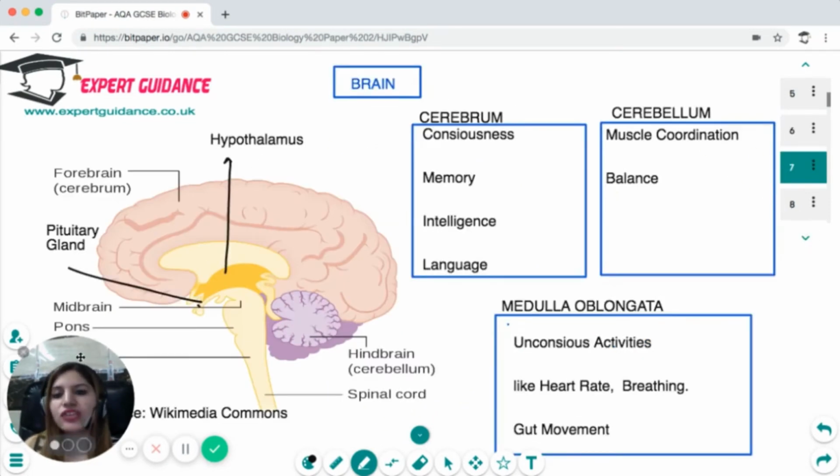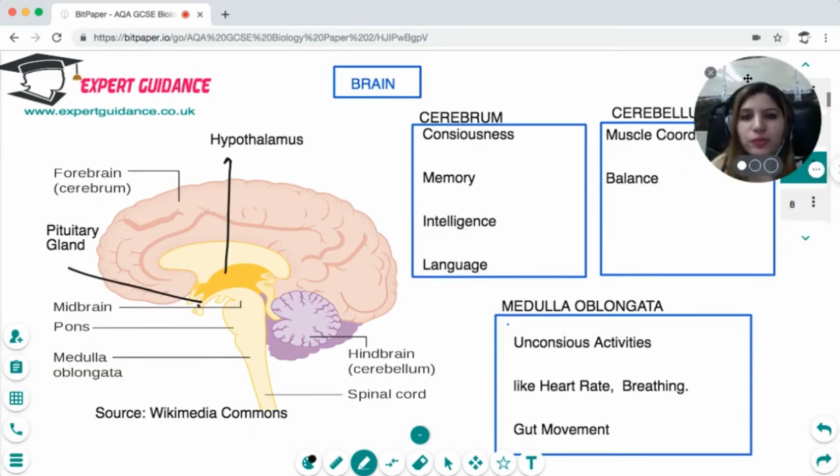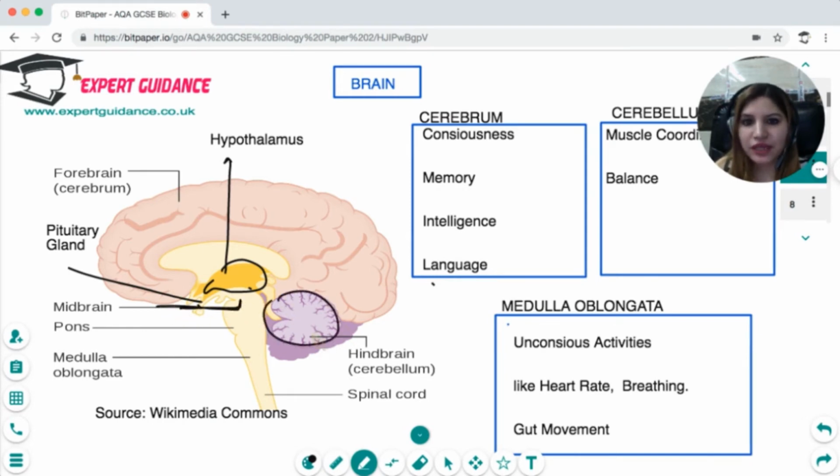Okay, so next we have the biggest controlling center of the body, which is the brain. So in the brain, you should know this is a hypothalamus. Then the main part is the forebrain, and then here you have the midbrain, and then you have the hindbrain, which is your cerebellum. The forebrain is cerebrum, and then you have the stalk, which is your medulla oblongata.